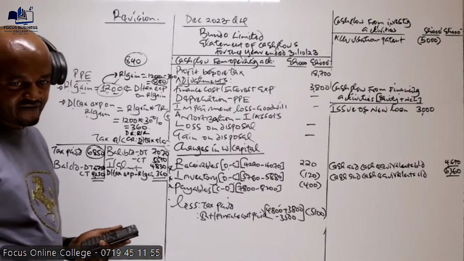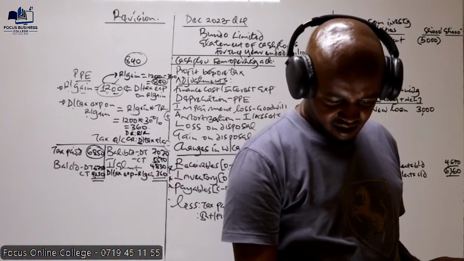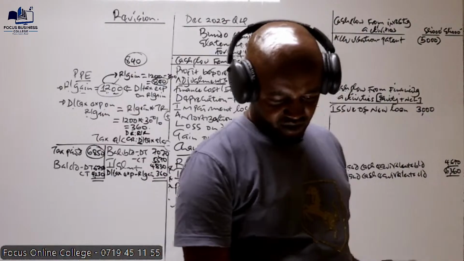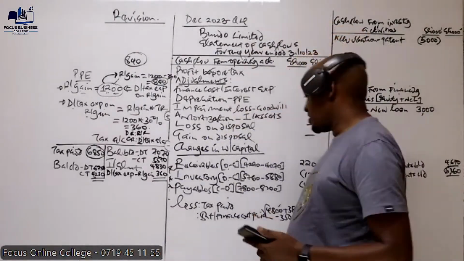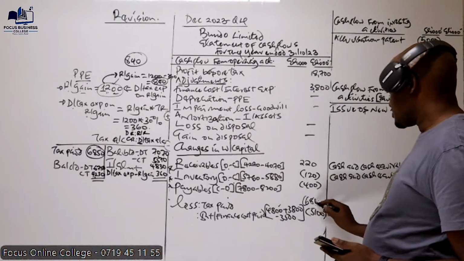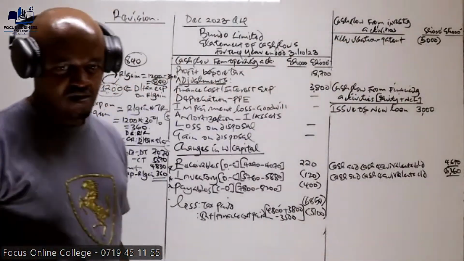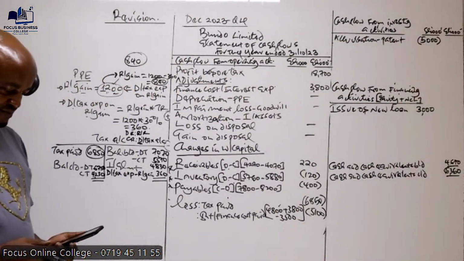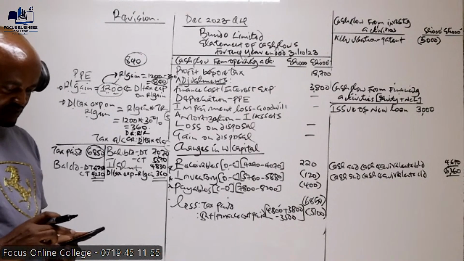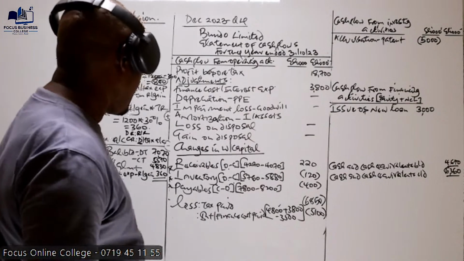I'm getting 6850. Is that what you're getting as the tax paid? The balancing figure in that account? 6850. Is that what you're getting? Yes. So having that, I think we are done here.